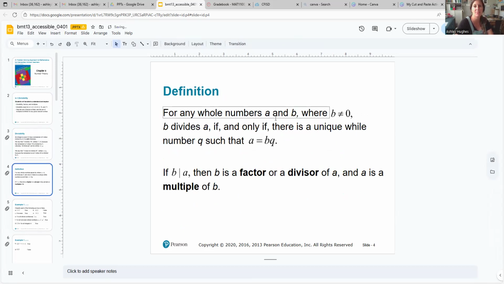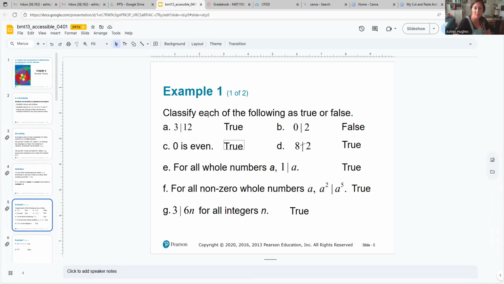For any whole numbers a and b, when b is not 0, b divides a if and only if there's a unique number, q, such that when you multiply that number times b, you get a. If b divides a, then b is a factor or a divisor of a, and a is a multiple of b. Those are a lot of terms to define. We can talk about them as we go through this example.